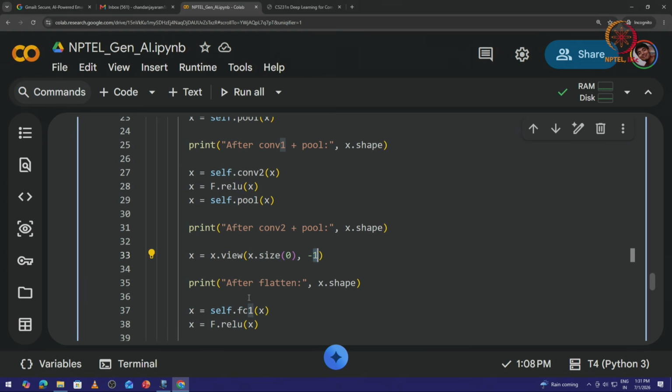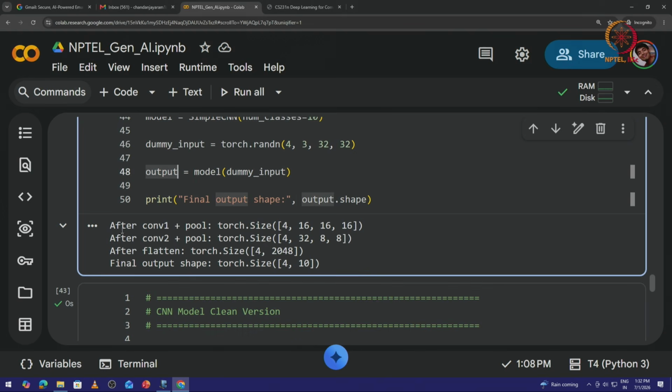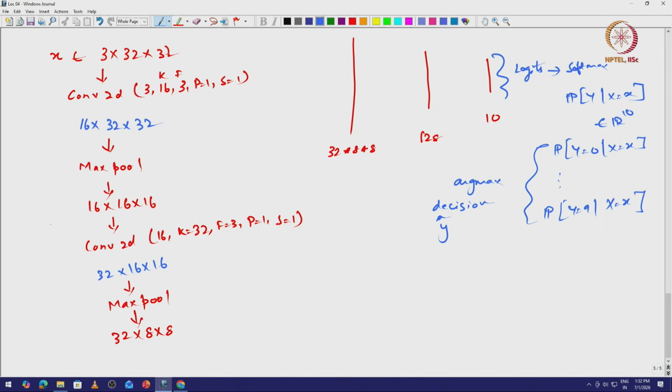Now we can see these shapes. You have created an instance of it with 10 classes. You have created an example with 4 as the batch size. Each example has 3 dimensions, RGB, 32 cross 32. This dummy input you are passing through. After the first convolution, the output is 16 cross 16 cross 4. This 4 is the batch size, it has to be there as it is. After the first convolution plus pooling, this is the output that I got, 16 cross 16 cross 16. Now 4 is the batch size, so it is matching.